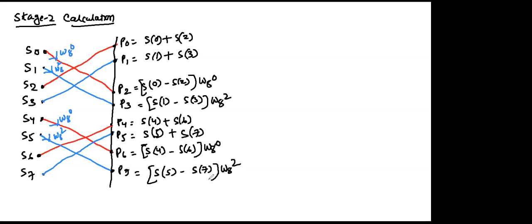Now we'll go to the last stage because it's 8 point. 8 point means number of stages is log to the base 2 of 8, that is 3 stages. Okay. Come to the last stage. So for the last stage, the inputs become P0, P1, P2, P3 up to P7. Okay. Now come to the last stage calculation.